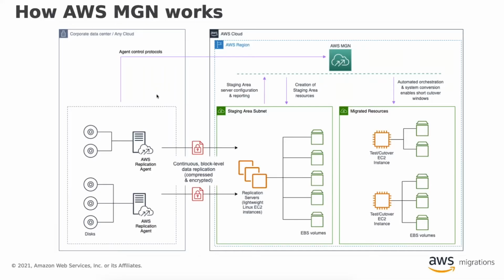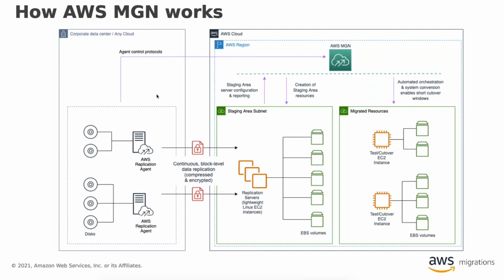The MGN service is an agent-based service. On the left-hand side, you're looking at your corporate data center where you have multiple machines on which you'll be installing the replication agent. On the right-hand side is the MGN service on the cloud platform, where we have a staging area with replication servers, which are responsible for using that agent and replicating the blocks of data into EBS volumes on the AWS side. At this point, we are only paying for the EBS volumes and not for the virtual machines, which is a huge value proposition in terms of finance.